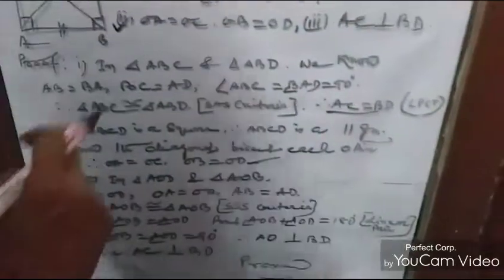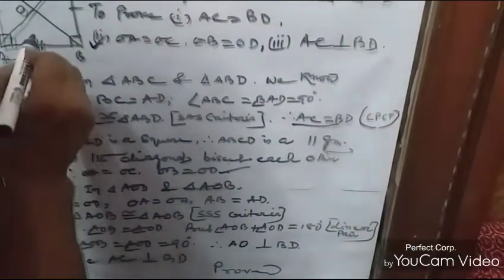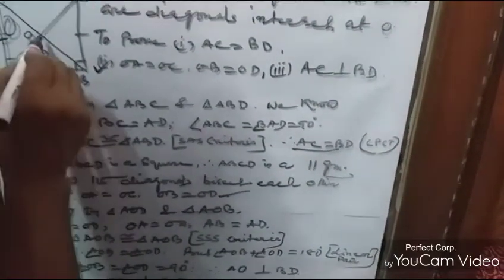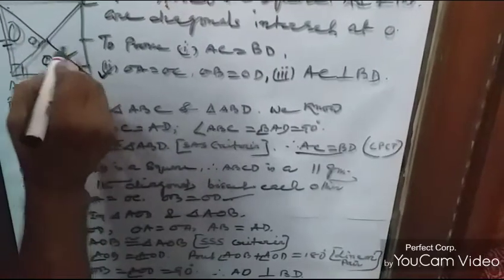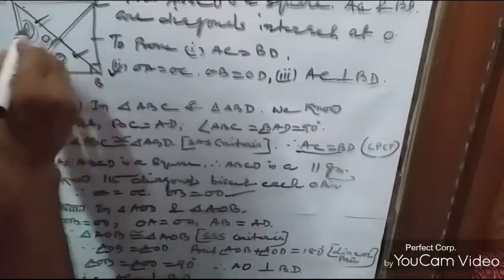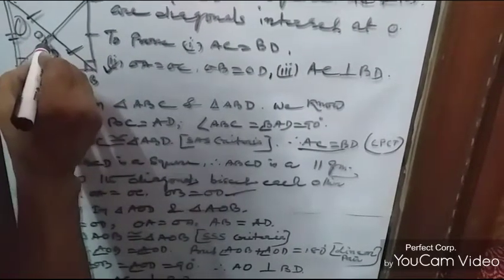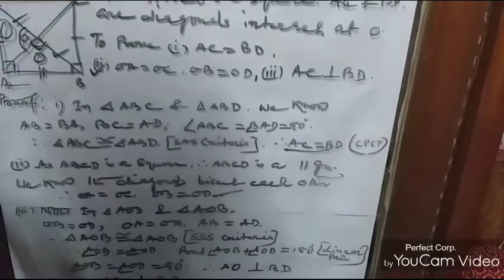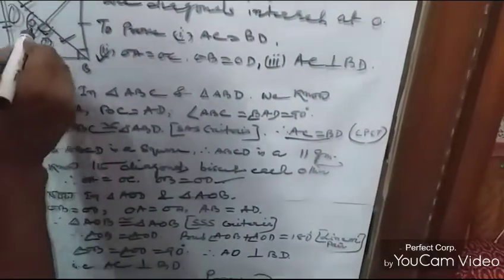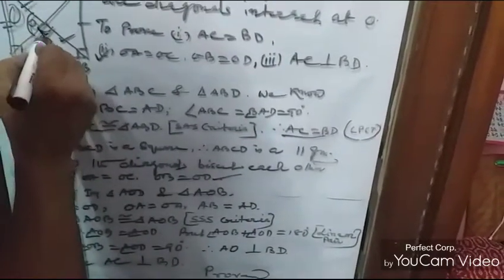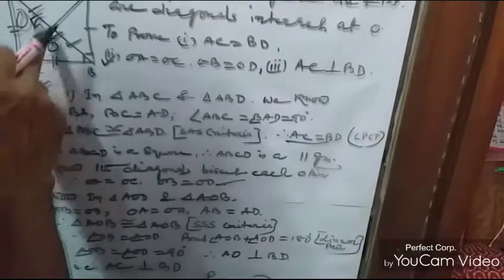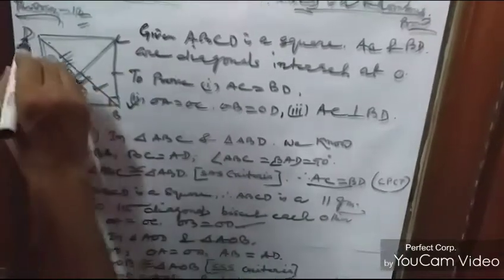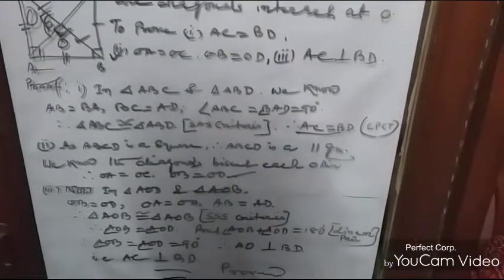Now coming to the third part, that is AC perpendicular on BD. Now in this triangle and this triangle, this side is common, and this is equal to this also. So this is SSS criteria. Then we can tell this angle equal to this angle. As these are linear pair angles and these two angles are equal, we can conclude that each angle is 90 degrees. And if this is 90 degrees, AO is perpendicular on BD, that is, AC is perpendicular on BD, and this is proved.